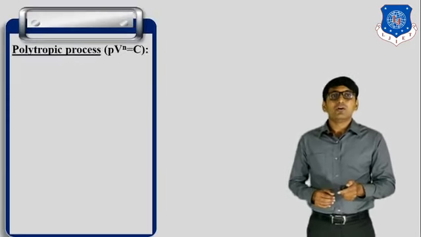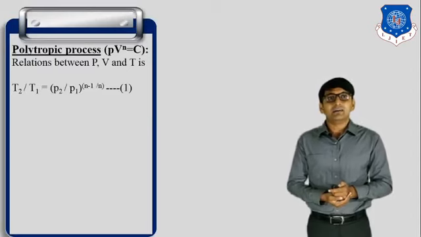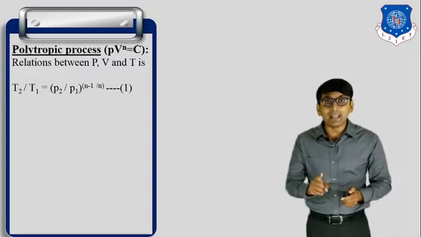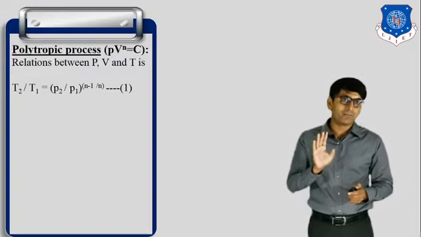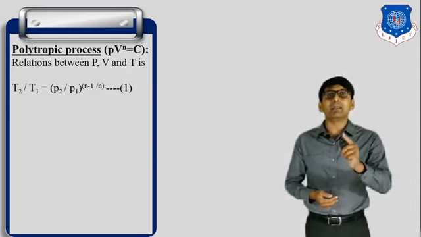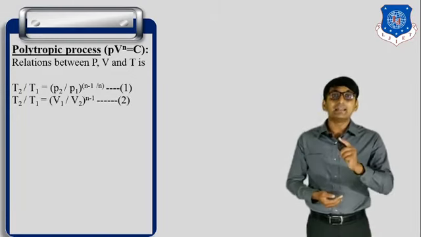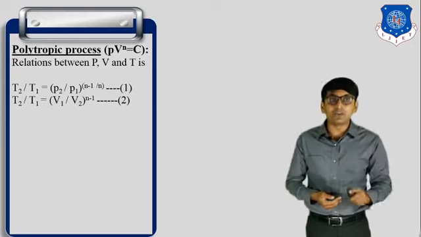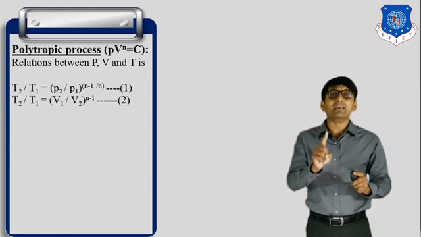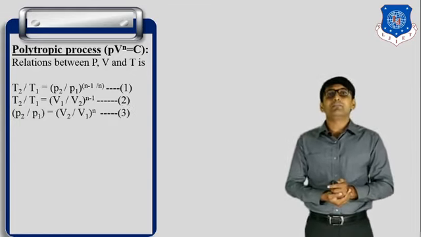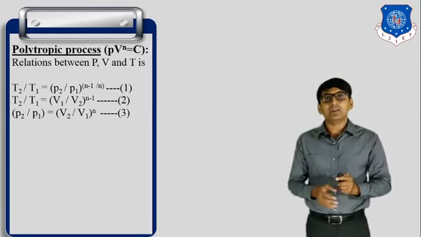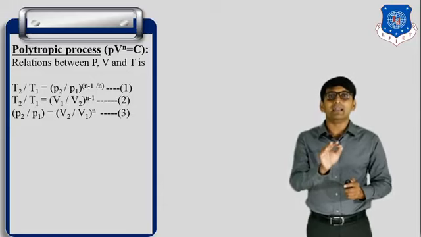In the polytropic process, the relations between P, V and T are the same as adiabatic; we only replace gamma with n. The first equation: T2/T1 = (P2/P1)^((n-1)/n). The second equation: T2/T1 = (V1/V2)^(n-1). We only replace gamma with n. The third equation: P2/P1 = (V2/V1)^n. So these are the three normal equations of P, V and T.